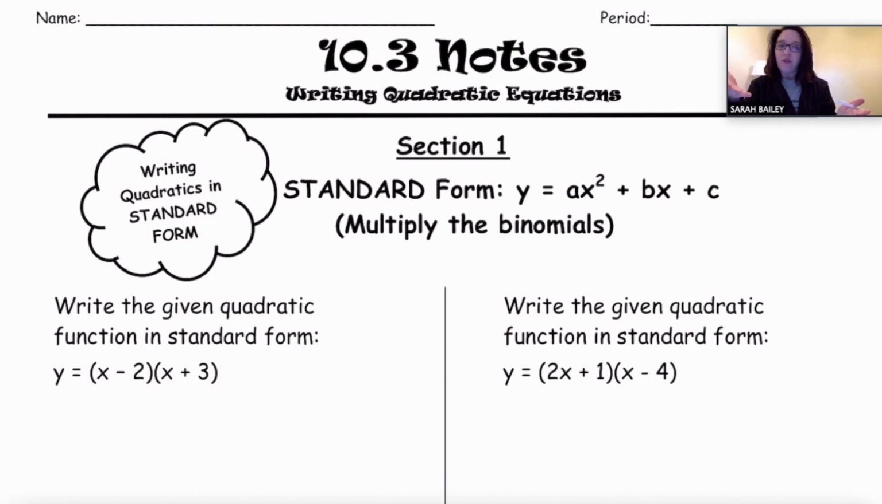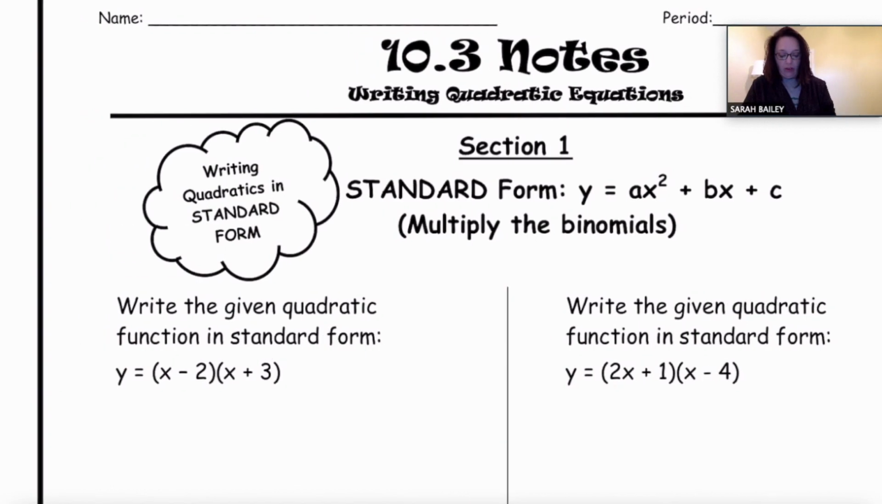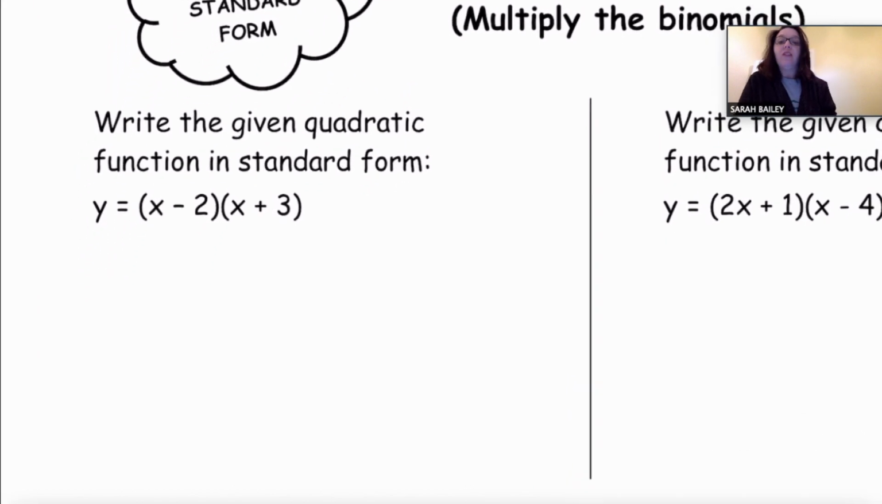So let's look at this very first section. Remember that the standard form of a quadratic equation is y equals ax squared plus bx plus c. So we're going to practice writing equations in standard form. Let's look at this first example over here on the left. It says to write the given quadratic function in standard form. So how do we do that?